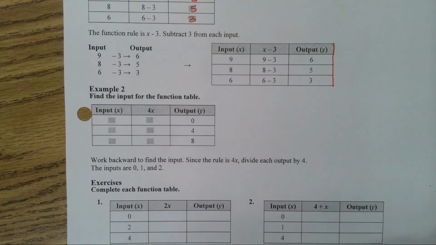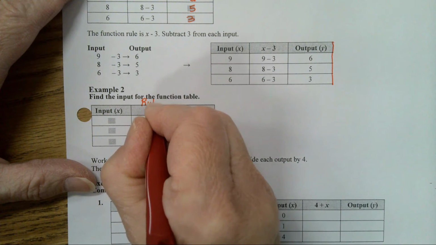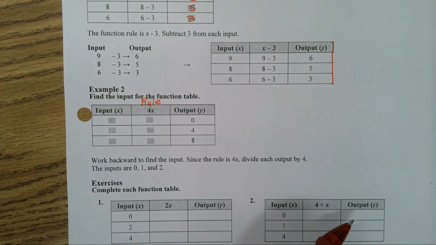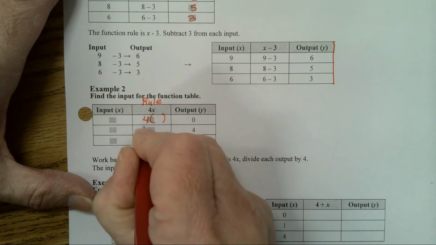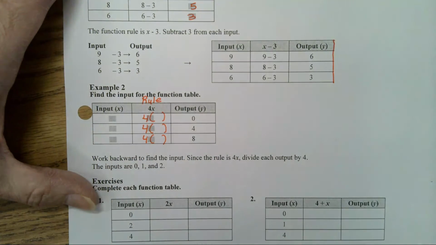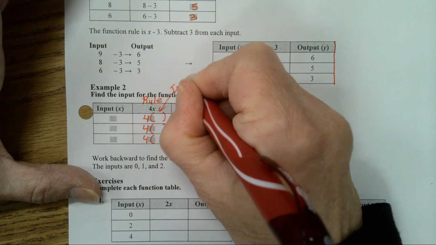Example 2. Find the input for the function table. Ooh. Now, this is your rule. Can someone tell me, what does the rule say? Yes. 4 times X. So, that's our rule. This is going to be multiply something, 4 times something. Okay? Now, what I have here, this is my input. And this is the output.